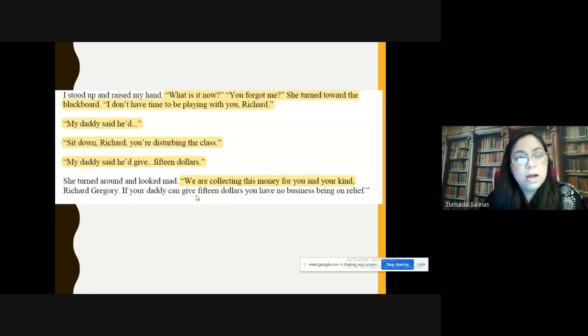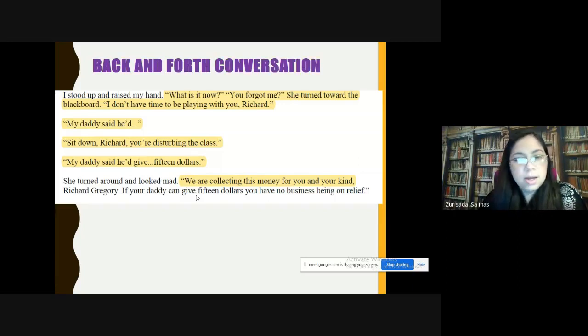Here's another example of back and forth conversations. Here, and I like his style. This is based on style, really. He doesn't say that again. Richard said this, Richard said that, because he includes the name in the conversation, so you get the sense of who is talking. Here the narrator says, I stood up and raised my hand.